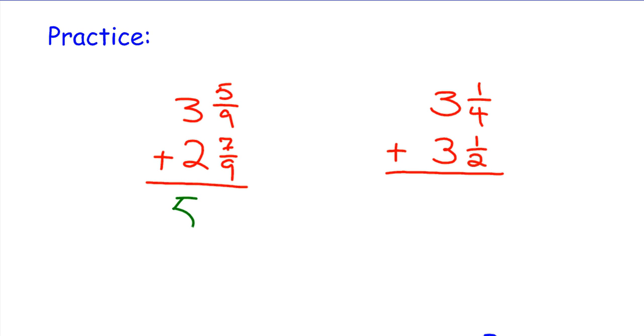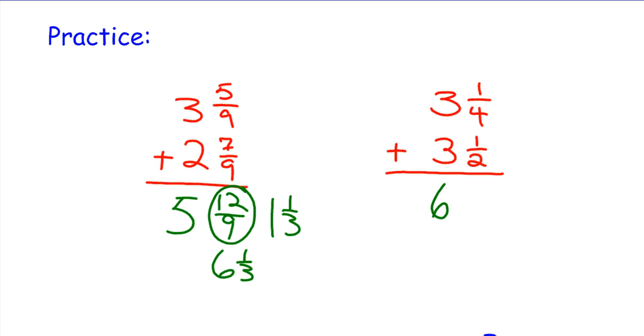Here we have 5 and 12/9, which is an improper fraction, so that would actually become 1 and 1/3. And when we add 5 plus 1 and 1/3, we get 6 and 1/3. Over here, we have 6. A half would actually become 2/4, and 1/4 plus 2/4 is 3/4.